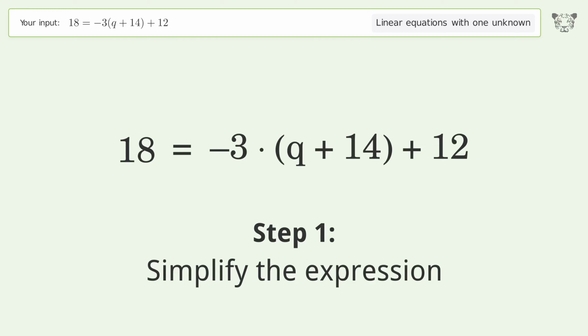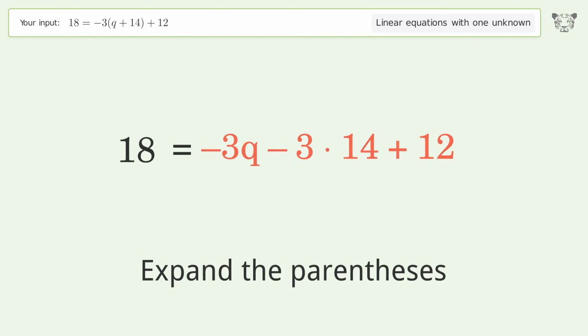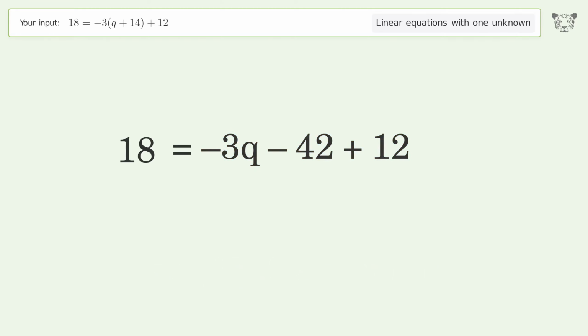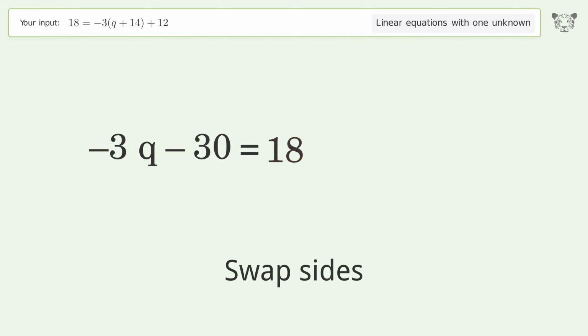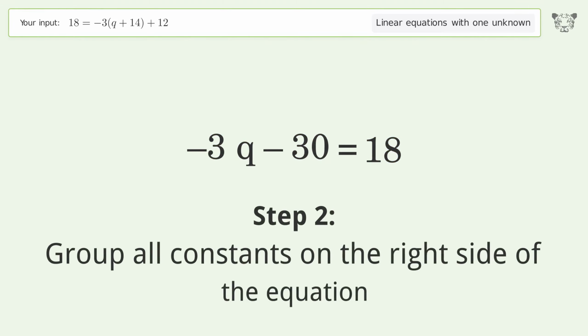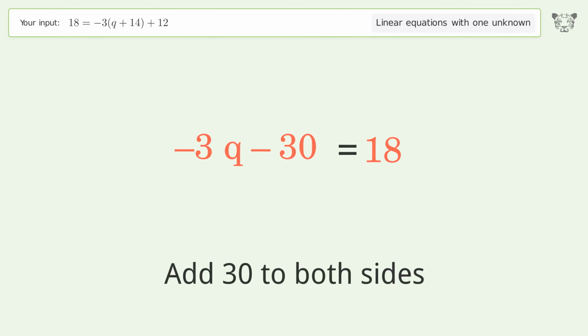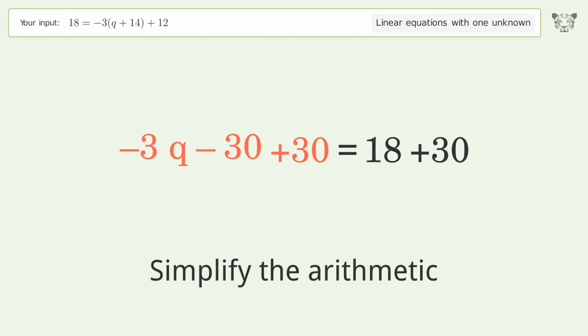Simplify the expression. Expand the parentheses. Simplify the arithmetic. Swap sides. Group all constants on the right side of the equation. Add 30 to both sides. Simplify the arithmetic.